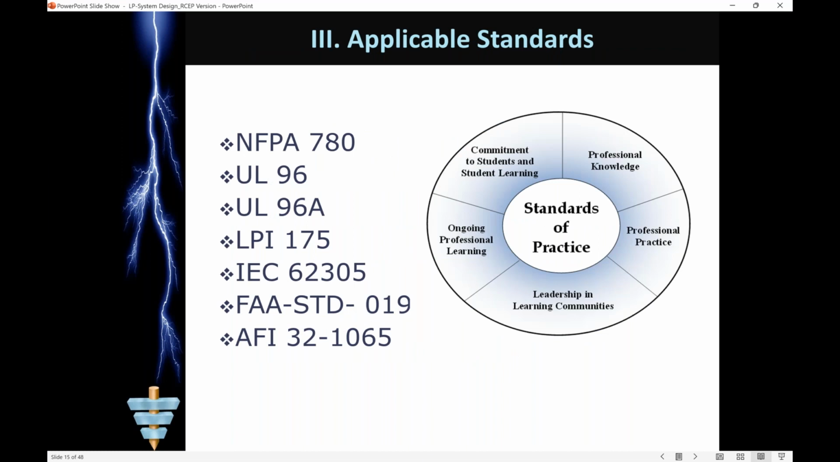Applicable standards: NFPA 780, UL 96, 96A, you can see the listing of them. The most common two that are used and most installers and engineers are familiar with are NFPA 780 and UL 96.